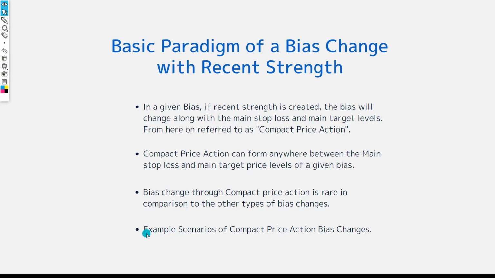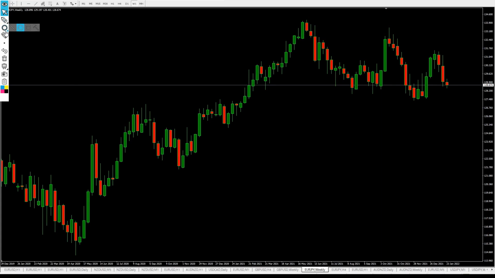Number 4. Example scenarios of compact price action bias changes. Okay, so on this euro yen weekly chart, if you recall last year, compact short price action formed right here. And the last long trade that formed was right here.